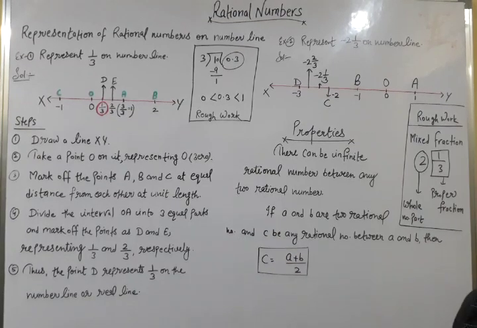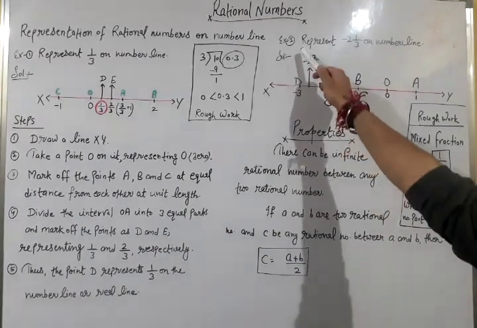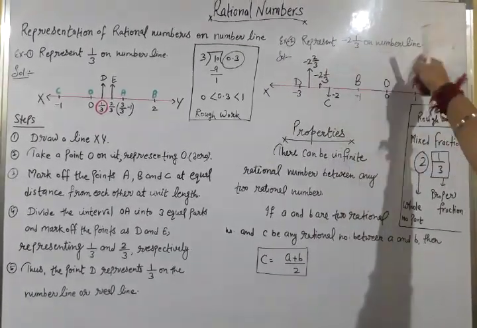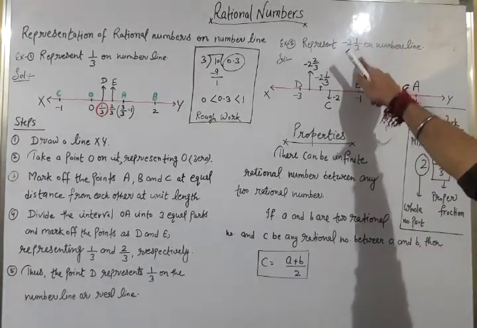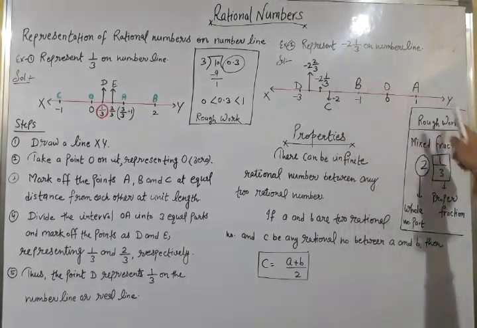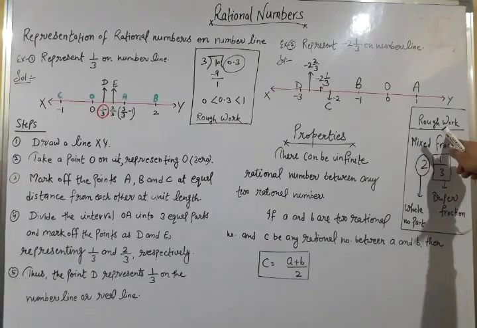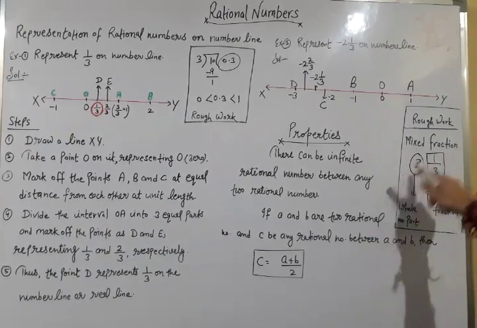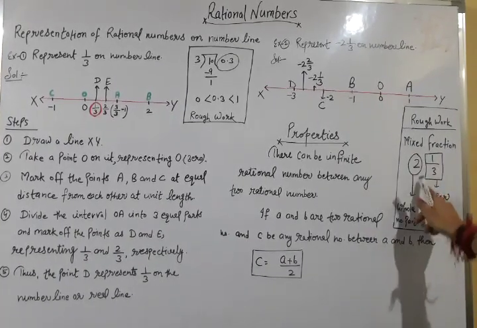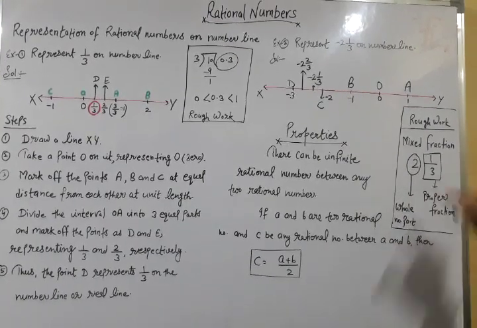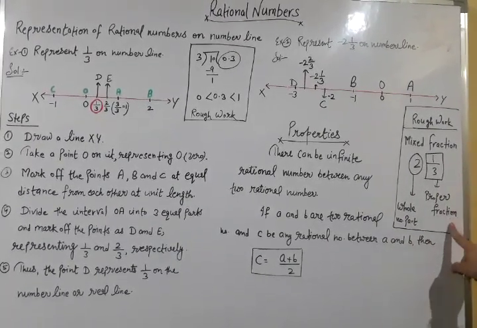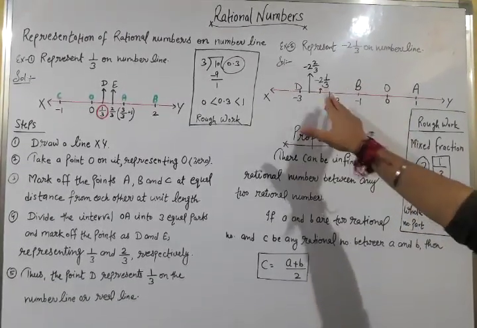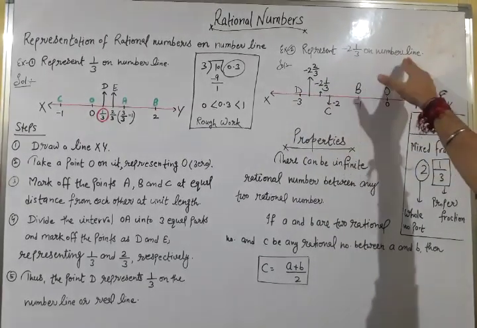now we will do one more example, example number 2. Represent minus 2 and 1 by 3 on number line. Yes, it's a mixed fraction, so you need to know mixed fractions first. For this, we have to do some rough work. Mixed fractions: suppose 2 and 1 by 3 is a mixed fraction. 2 is known as the whole number part and 1 by 3 is known as the proper fraction. So all the steps will be the same to represent minus 2 and 1 by 3 on the number line.